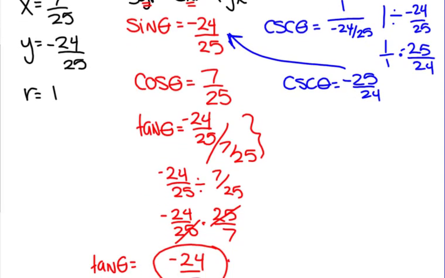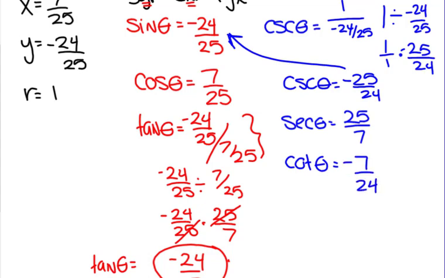Next, our secant. Secant goes with our cosine. It's the reciprocal, so that would be 25 over 7. And cotangent is the reciprocal of our tangent, so negative 7 over 24. That's it, that's all.